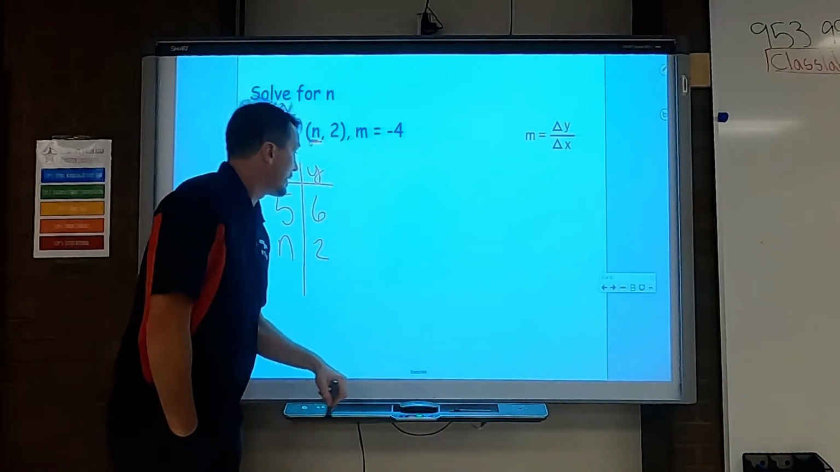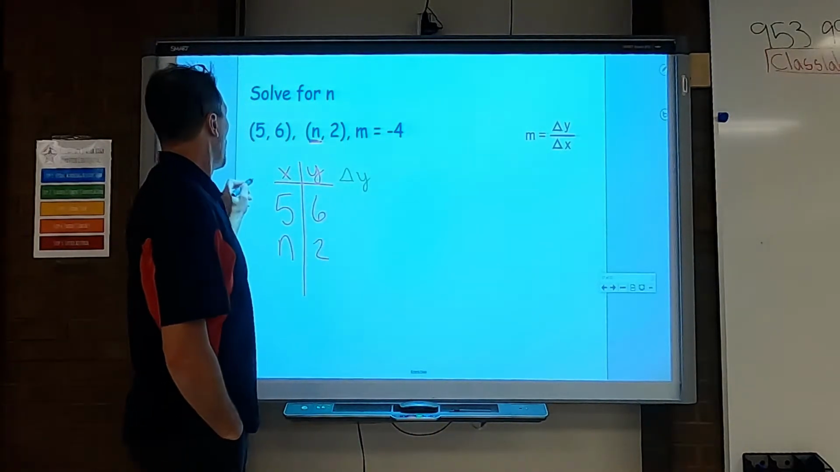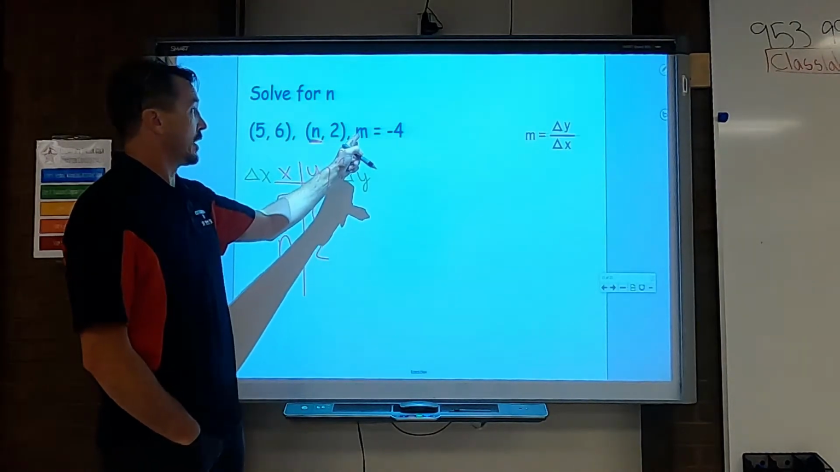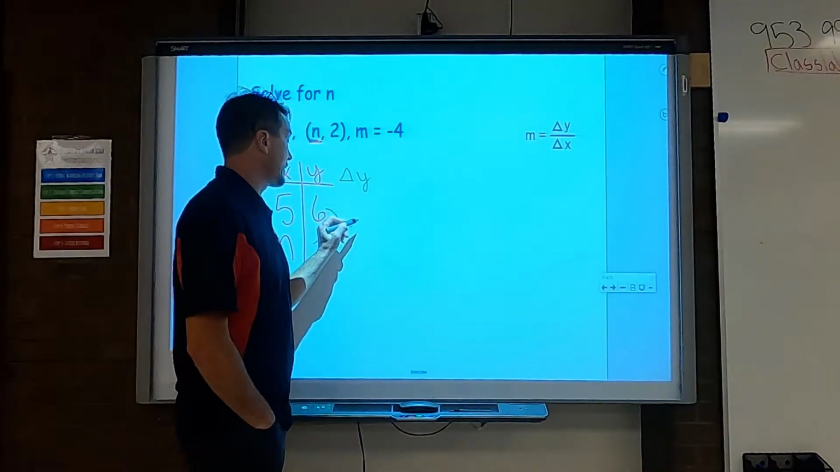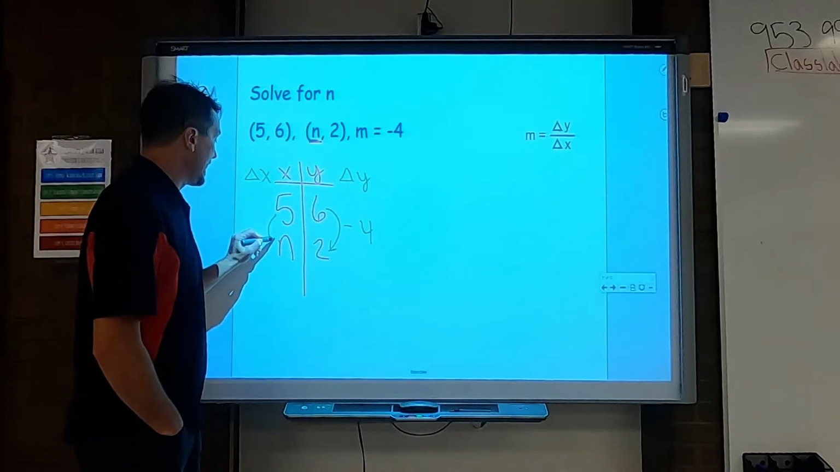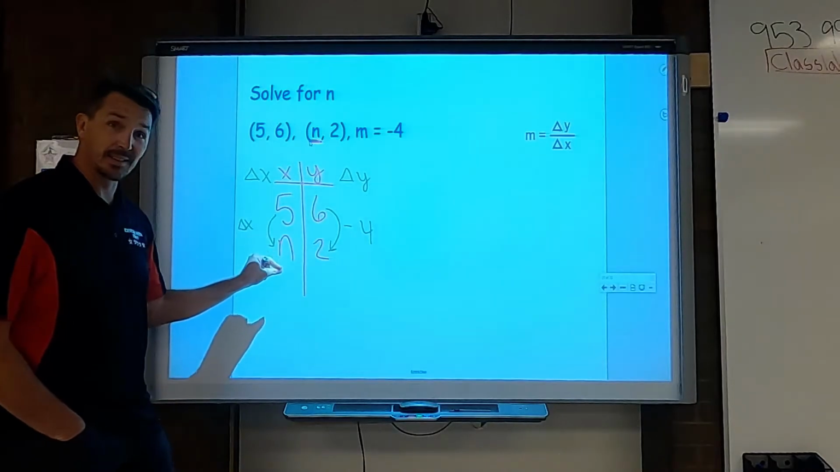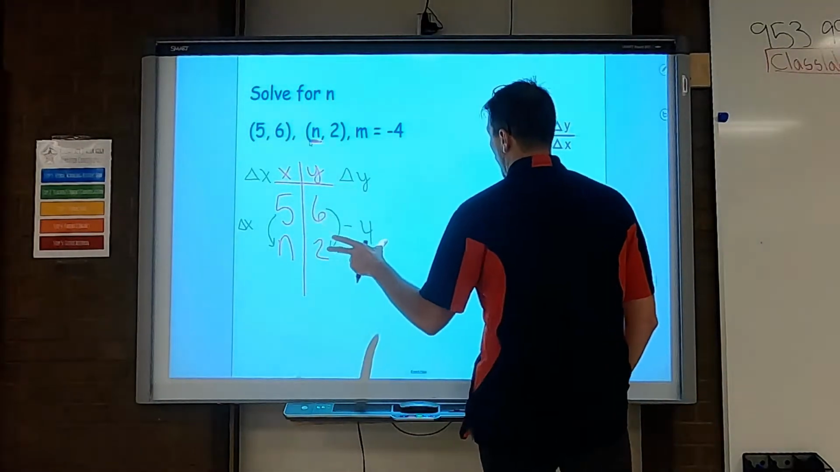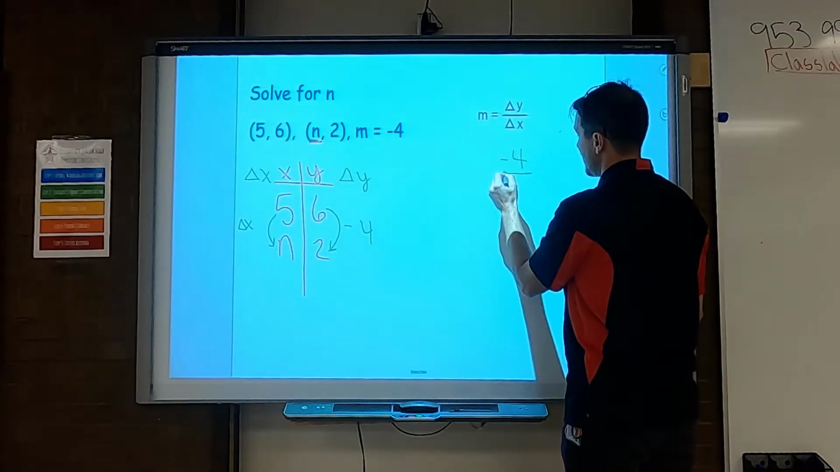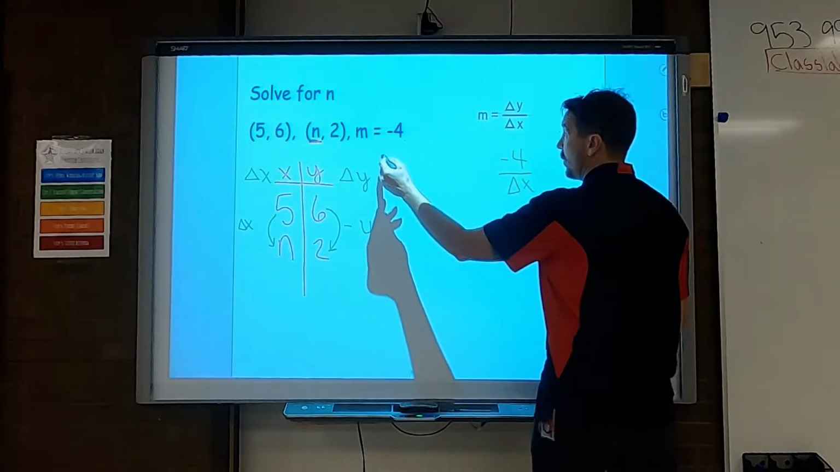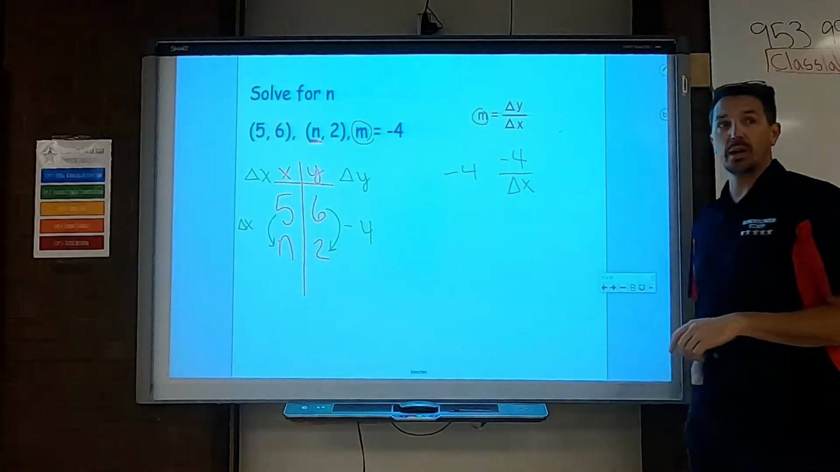And again, to find the slope, it's the change in y over the change in x. So I want the change in y over the change in x, because I know what that equals. Well, I can tell you what this is because I can just look. 6 to 2 is minus 4. But 5 to n, I don't know what that is, so I'm just going to call it the change in x. That's what I'm looking for. I need to know that so I can find this. So I go, okay, I have this proportion. The change in y is negative 4 over the change in x, which I don't know. But I do know that m, what this whole thing equals, is negative 4.